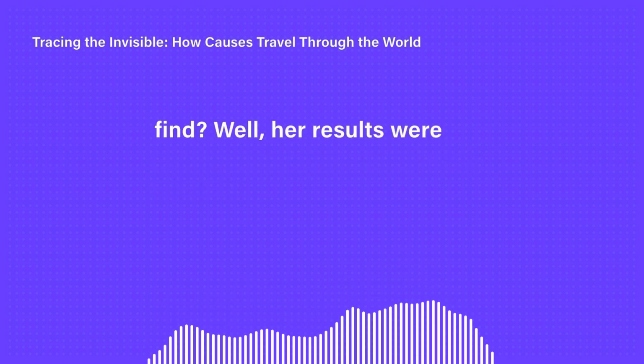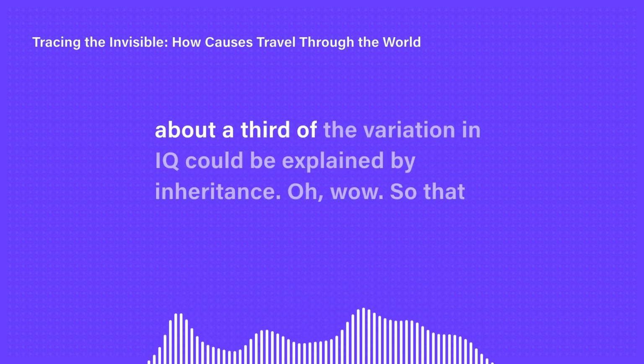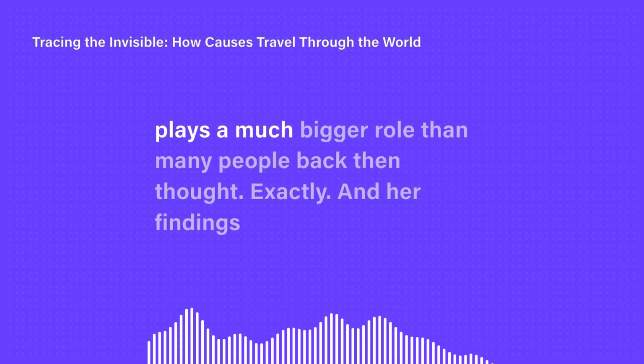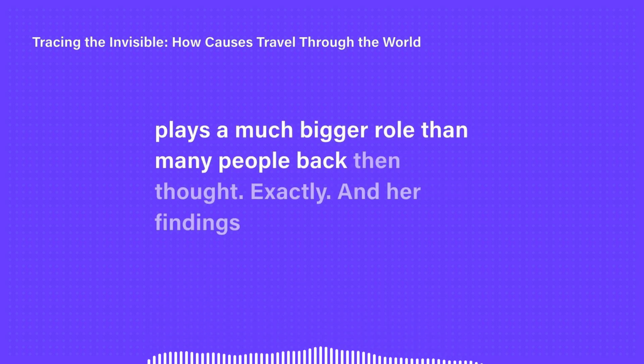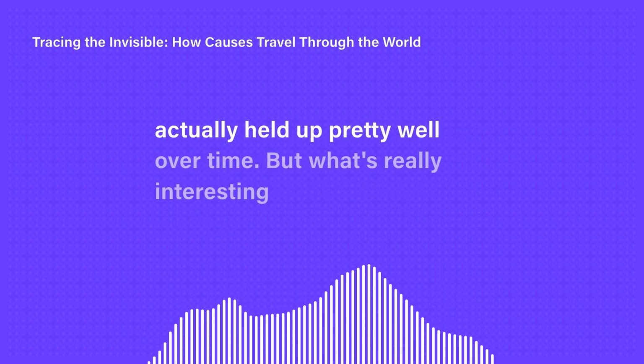Well, her results were actually pretty groundbreaking for the time. She found that only about a third of the variation in IQ could be explained by inheritance. Oh, wow. So that means environment plays a much bigger role than many people back then thought. Exactly. And her findings have actually held up pretty well over time.